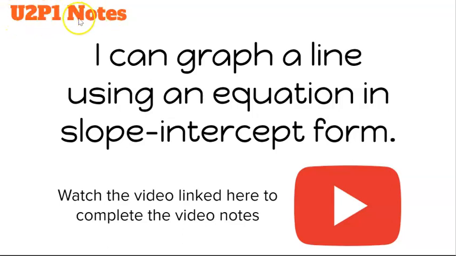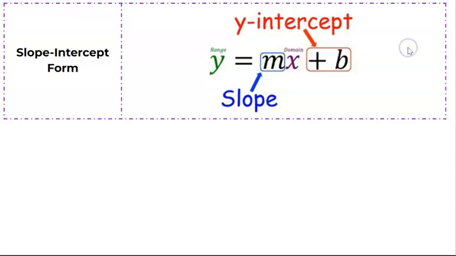Unit 2, Part 1 notes, I can graph a line using an equation in slope-intercept form. Slope-intercept form is this form right here, y equals mx plus b, where m is always the slope, the number next to x, and b is always the y-intercept.